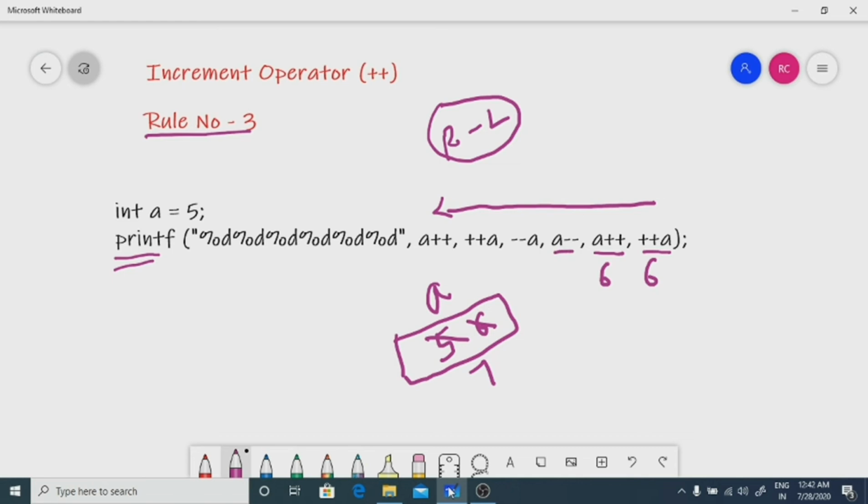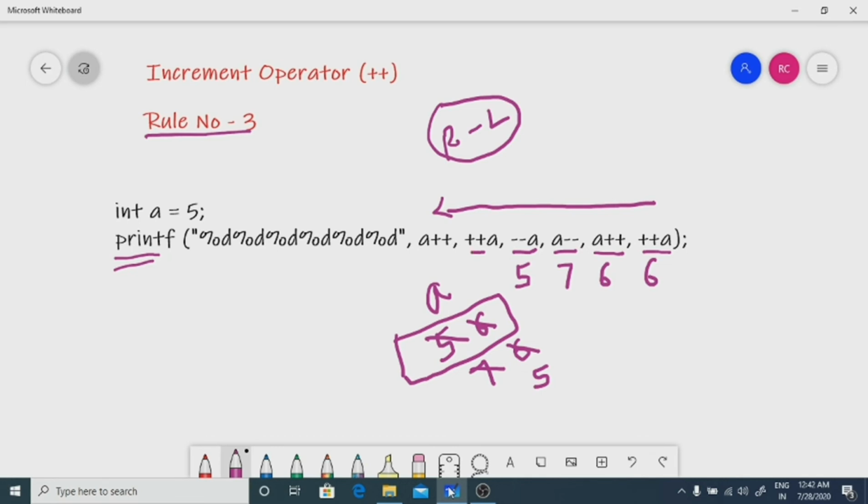Now post decrement here. Minus minus is there after A. So it is a post decrement. So first use the value 7. Then decrement here, 7 will become 6. Now here minus minus A. So first decrement, because it is pre-decrement, minus minus is there before A. So first decrement, 6 will become 5 and 5 will be printed onto the screen.